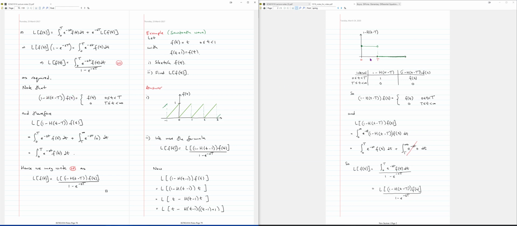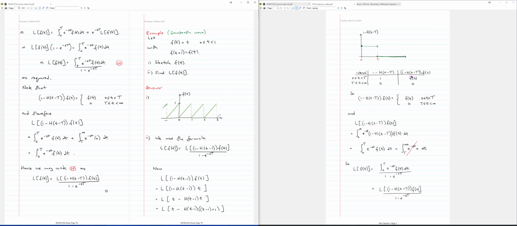you want to remember what 1 minus Heaviside looks like. We talked about this. The 1 minus Heaviside is going to be 1 between 0 and this value over here, big T, and then it's going to be 0 afterwards. So 1 minus Heaviside is 1 between 0 and big T, and then it's going to be 0 after the big T. Now, what I have over here is 1 minus the Heaviside times f of t.